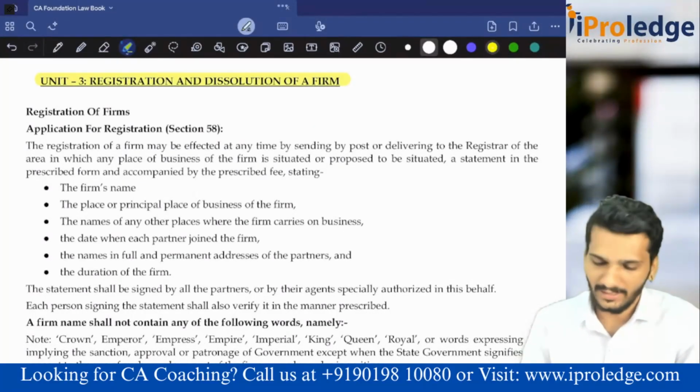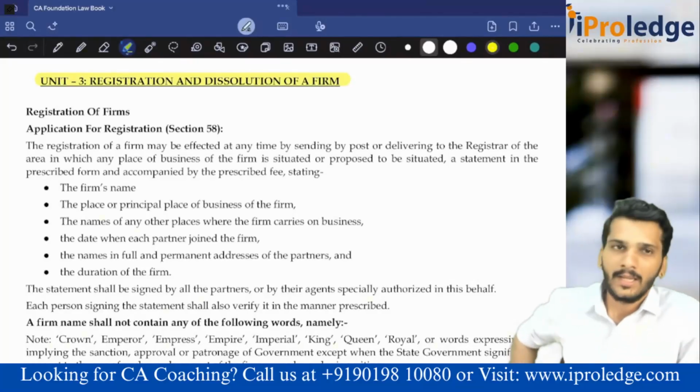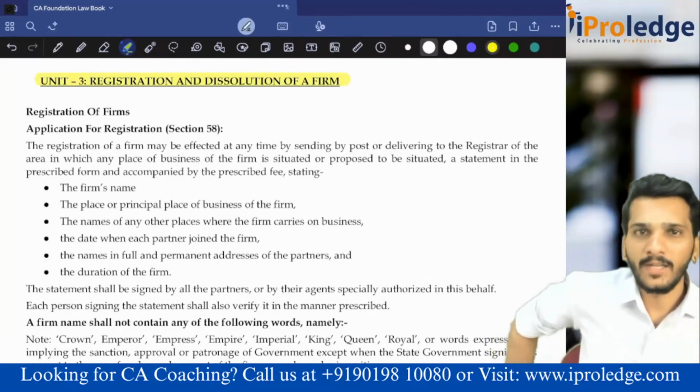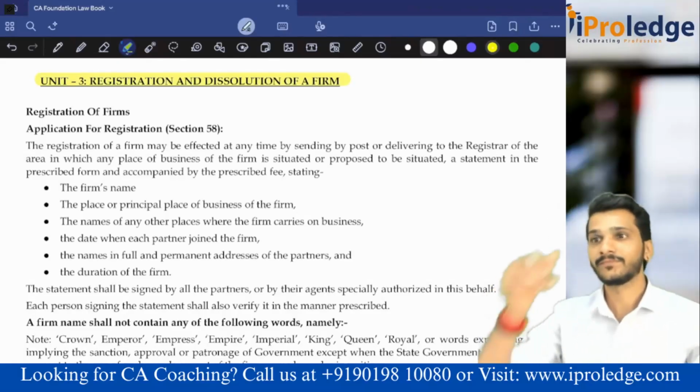It takes less than half an hour because it is purely a compliance part. So, as we know, the registration of a partnership firm is not at all mandatory in India, but in English law, it is mandatory.